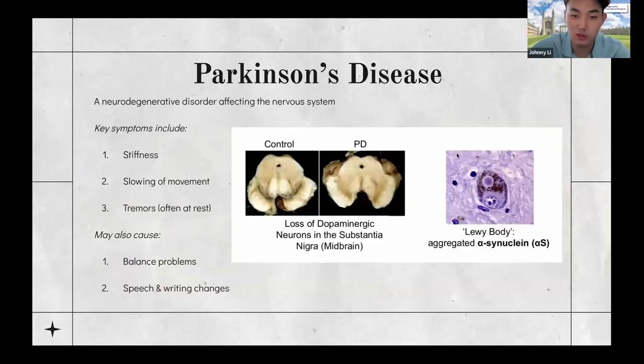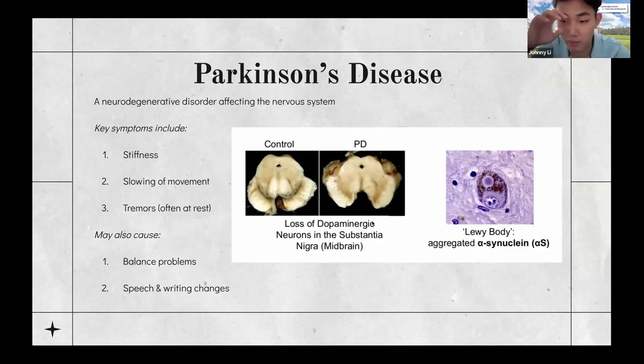Now, what is Parkinson's disease? Parkinson's disease, or PD, is a neurodegenerative disorder that affects the nervous system. It typically leads to stiffness, slowed movement, and resting tremors. Other symptoms may also include balance issues and changes in speech or writing. The disease is associated with the loss of dopaminergic neurons in the substantia nigra of the midbrain. A key pathological hallmark of Parkinson's disease is the formation of Lewy bodies. These aggregates are typically composed of, as stated before, misfolded alpha-synuclein.